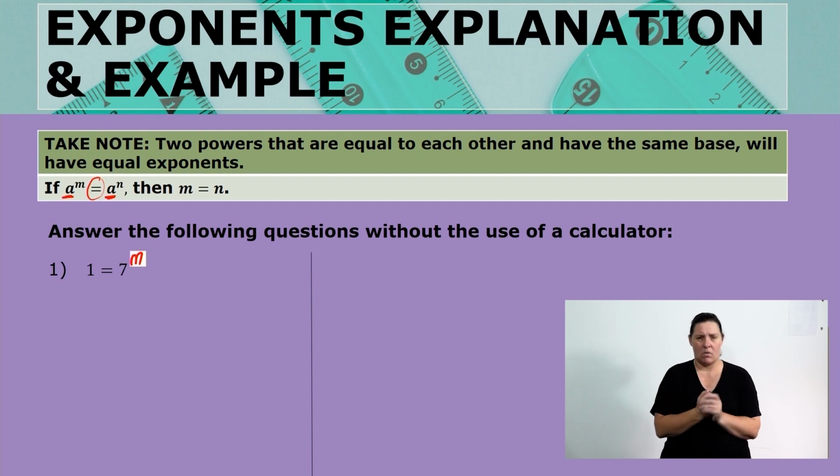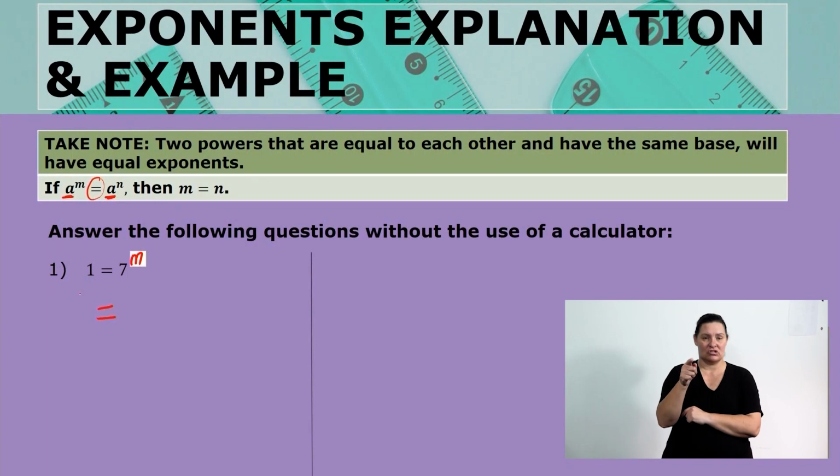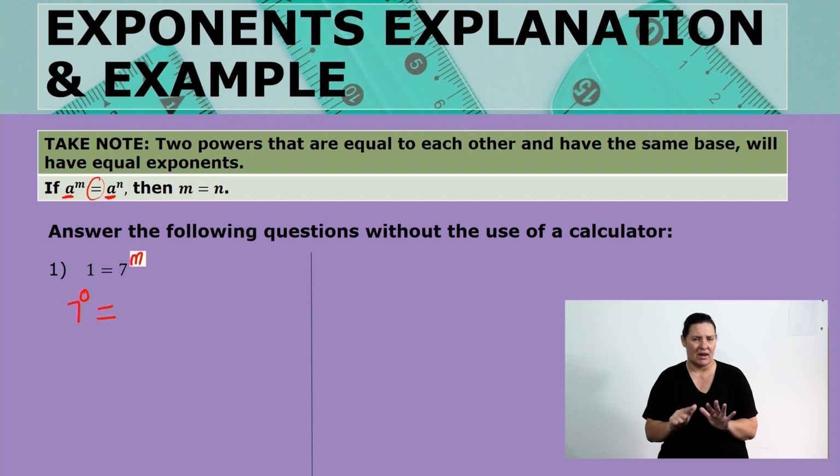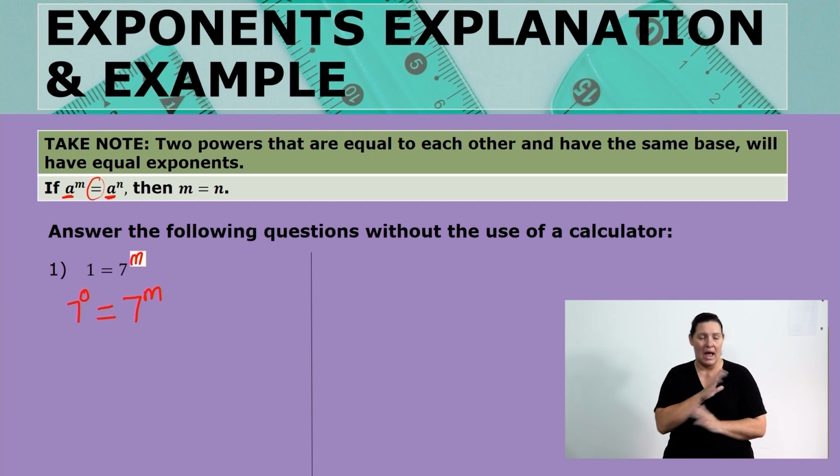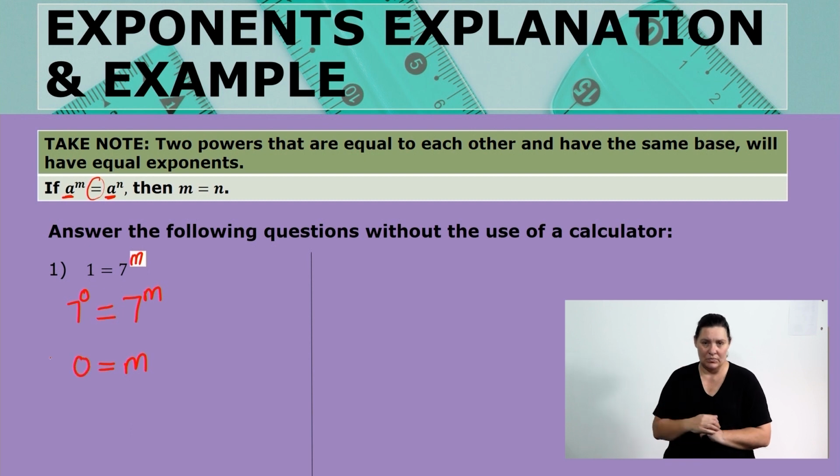Let's think about our laws. When is it that a power is equal to 1? Yes, you are correct. We can change that 1 to 7 to the exponent of 0. Why am I using 7? It's because I want them to have the same base. So what do you see with those two powers? I have 7 to the exponent 0, and that is equal to 7 to the exponent m. Because they are equal and they have the same base, it means that our m is actually equal to 0, and that is the conclusion we can make from this.